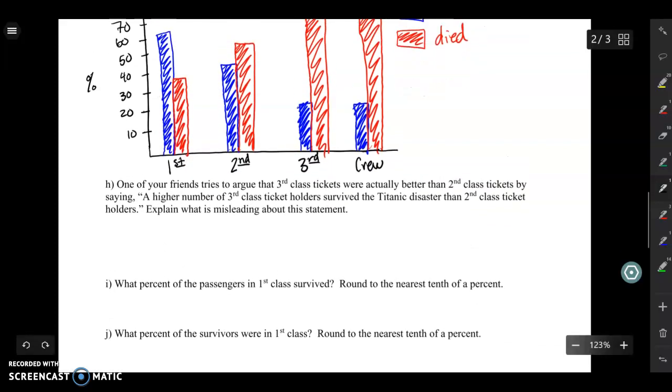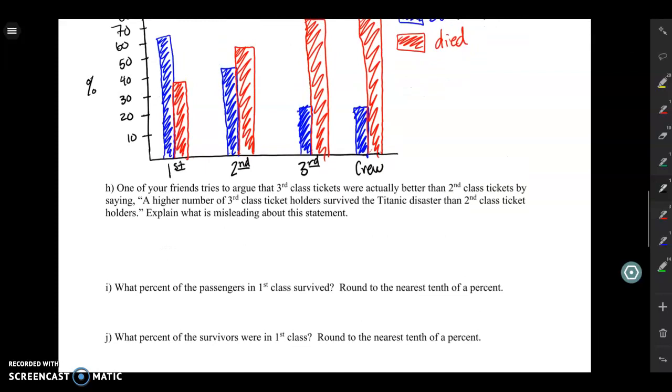All right, and these are the kinds of questions, this one, example H, is just such a good question because it's so easy sometimes to just look at the raw numbers instead of looking at the percents. And the percents are going to be much more revealing about what's actually going on.